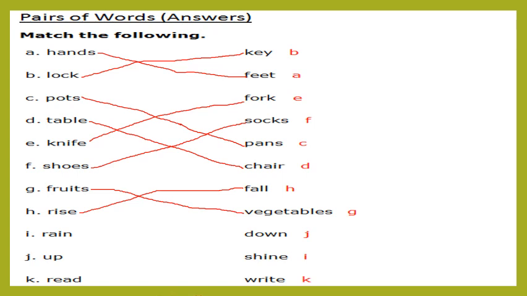Now, next I. Rain. Shine. Then up and down. Up and down. This way we'll read, no? Then read and write. So these all are word pairs. I hope you must have understood what word pairs are.